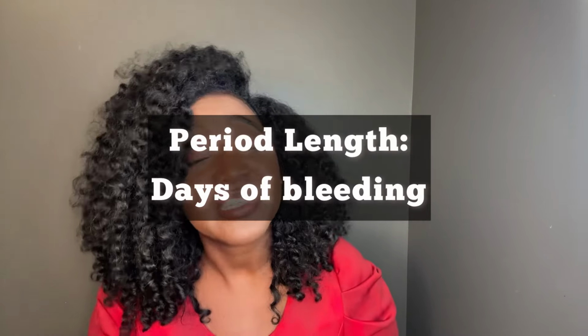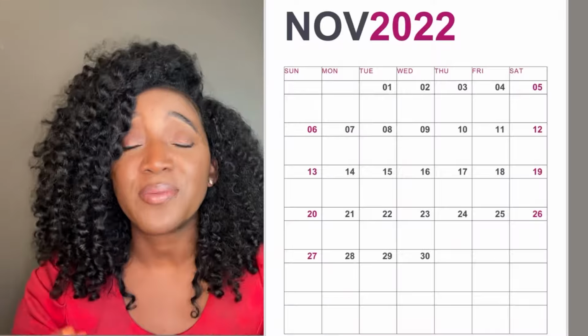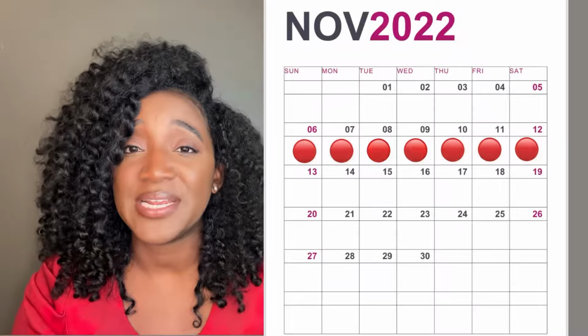Period length, or length of menstruation, is the number of days of bleeding. For adolescents, the normal length of bleeding is 7 days or less. Bleeding of 8 days or more is considered prolonged. When tracking periods, document continuous days of bleeding. So if I started my period on November 6th and ended on November 12th, that's a 7-day period.